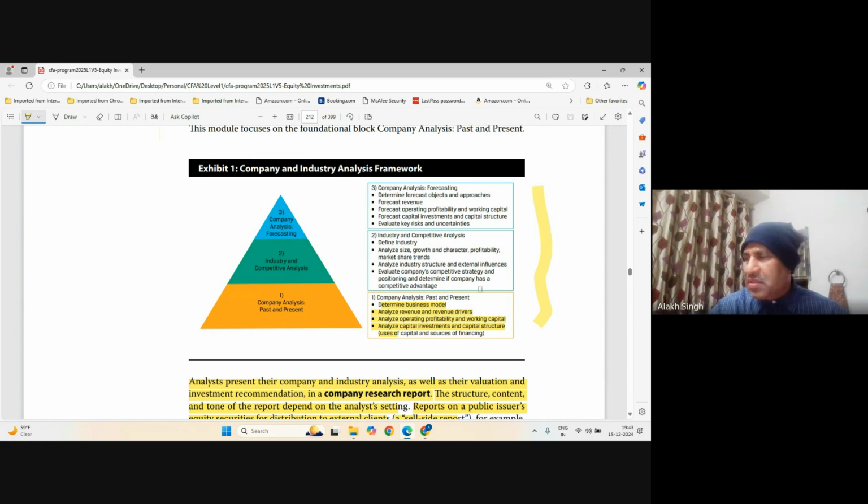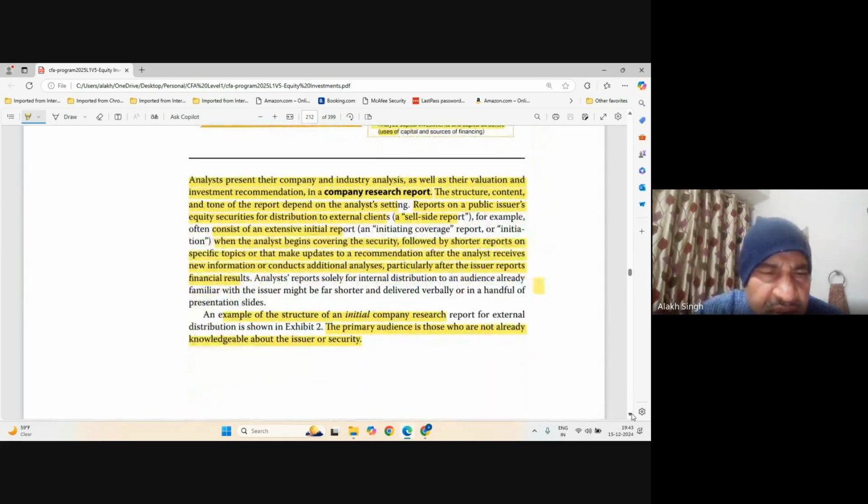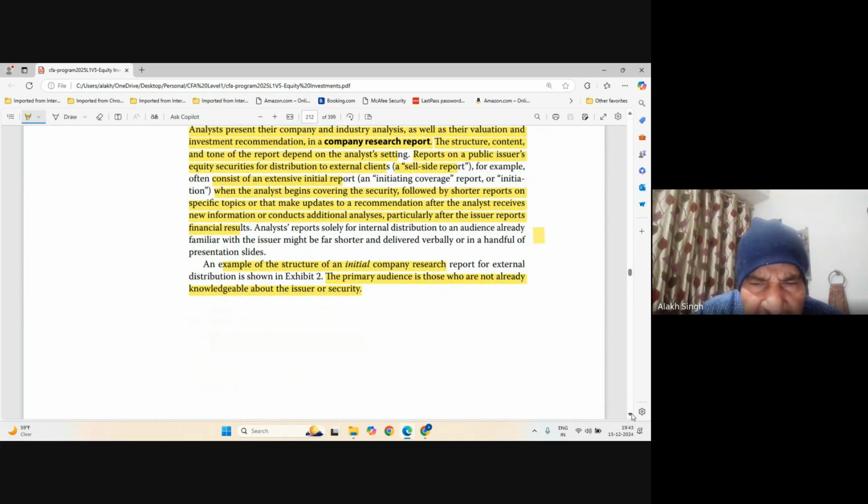And evaluate the company's competitive strategy. So those are Michael Porter's 5 forces. Where does it stand? What is the power of buyers, power of substitutes, power of potential entrants, power of suppliers, and power of existing consumers. So all these are the 5 things, and then based on that, they will determine the forecast of the 3 financial statements. So that is the first step of preparing the company research report.